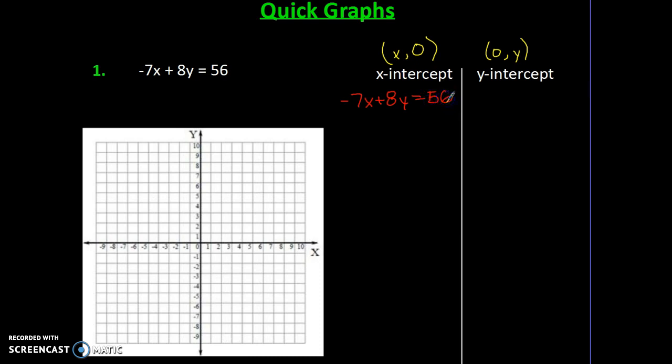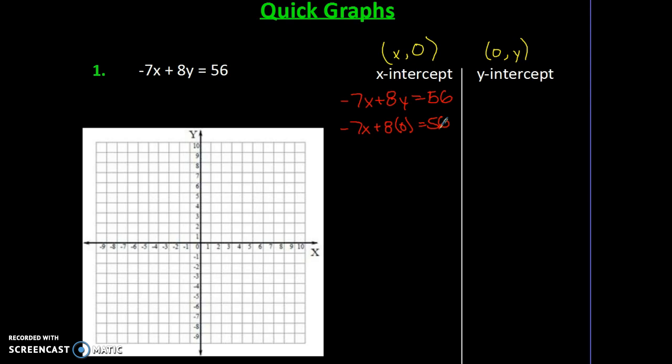And I'm going to substitute my 0 in for my y. So I have negative 7x plus 8 times 0 equals 56. Now, you might say to me, Mr. Schultz, I know that when I substitute a 0 in, it's always going to be 0, so can I just not write it at all? Well, the answer to that is no. You need to write it out like this, step by step, showing me that you substituted a 0 in, because then that lets me know that you are solving for the x-intercept, and that you know that an x-intercept always crosses when y is 0.